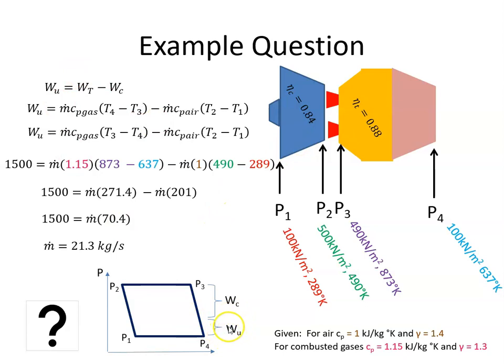Just this clip down here. So this is the work on the turbine. So the turbine drives the compressor, and whatever is left goes out the nozzle to provide useful work. So our useful work is the total work from the turbine minus the work on the compressor.